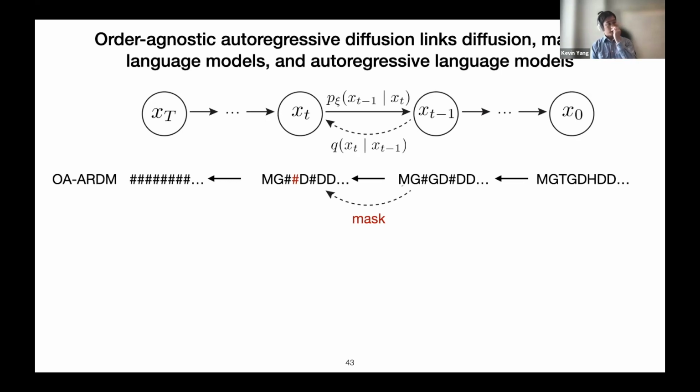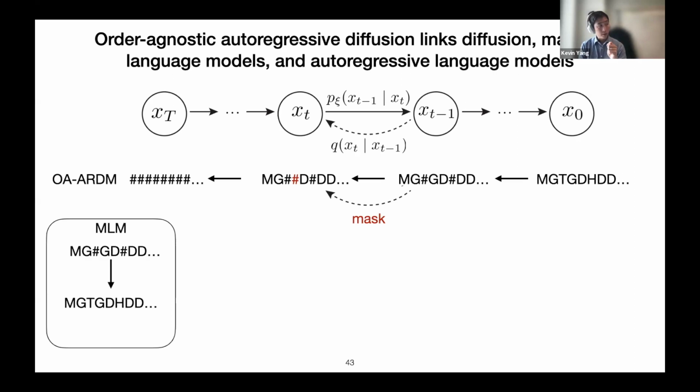So at every corruption step, we choose a position and we mask it. And at the decoding step, we choose a position and we unmask it. We call this model order agnostic autoregressive diffusion. This is a really nice framework because it links diffusion, in that you're corrupting something and then uncorrupting something to generate. It links masked language models and autoregressive left to right language models. Here's how it does that.